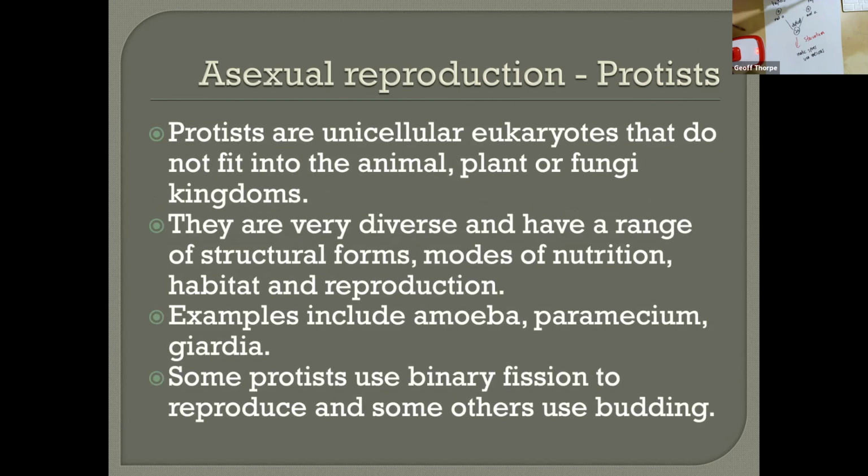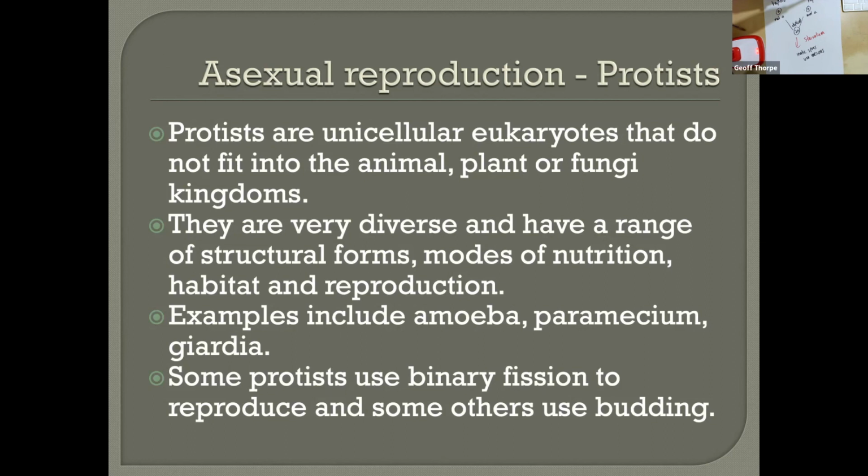They're very diverse. They have a range of structural forms, modes of nutrition, habitat, and reproduction. Another way we could interpret that point is that it's very complicated. It's kind of beyond the scope of this course to know a lot of detail about them, just because there's too much to know. Some examples of protists include amoeba, paramecium, and giardia.